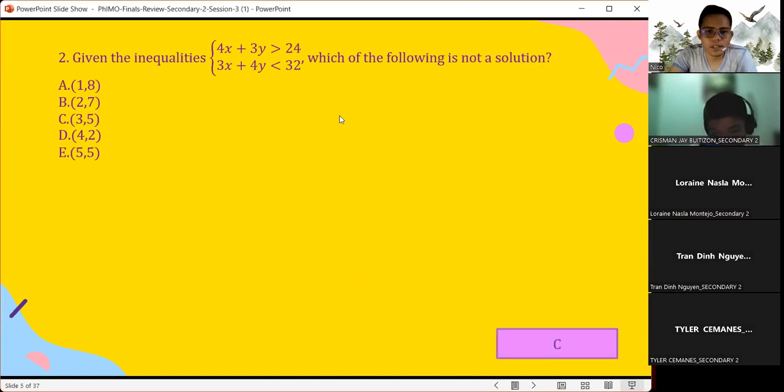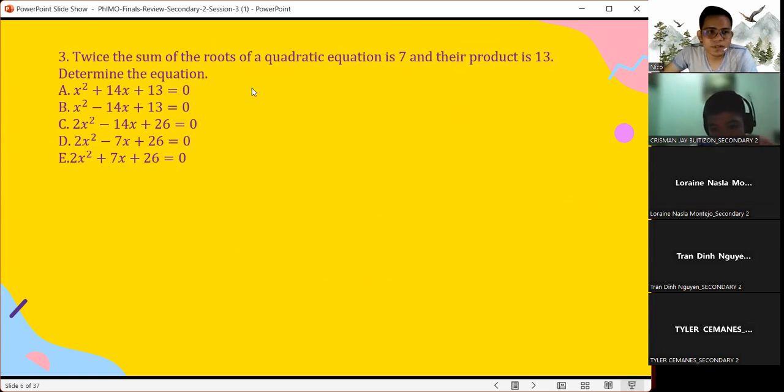Okay, let's have number 3. It says here 3SC. So it should be which of the following is a solution? Okay, let's have number 3.